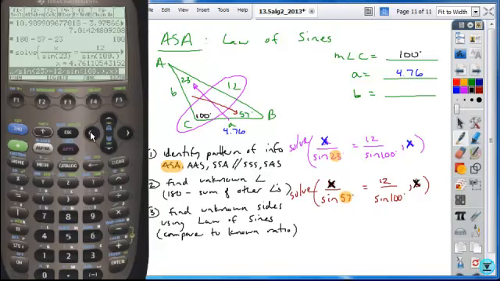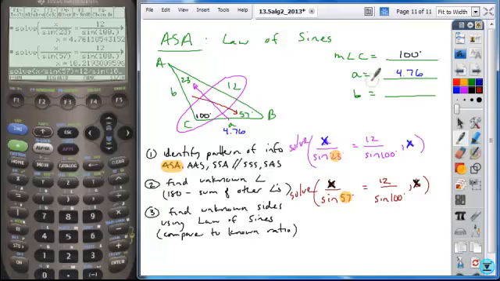I've already entered it in my calculator. If I just change this number 23 into a 57 and then hit enter, I get my solution. Now, we were expecting this value to be somewhere between 4.76 and 12. We get an answer of 10.22. Is that consistent with what our prediction was? Yeah. Okay, so those are going to be your steps for finding the unknowns in an ASA pattern.